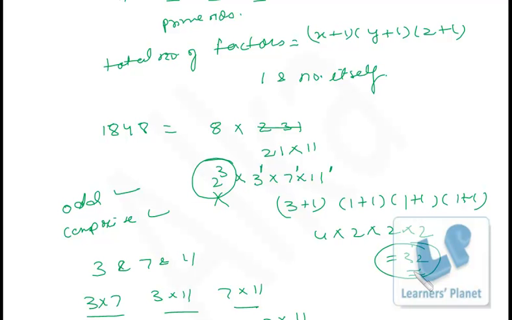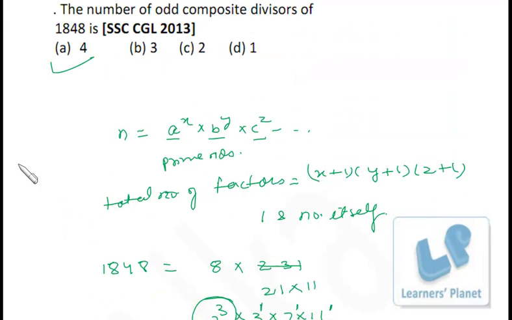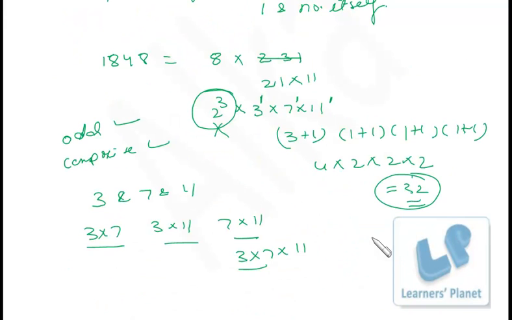Okay, and how many factors are there which are less than 1848? So in this 32, 1848 is also included, so we can say 31 factors of 1848 are there which are less than 1848. Okay, so this concept should be clear in your mind.